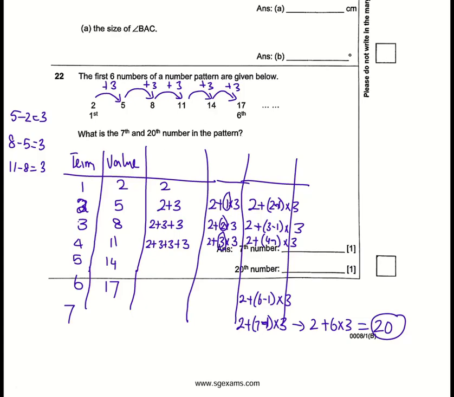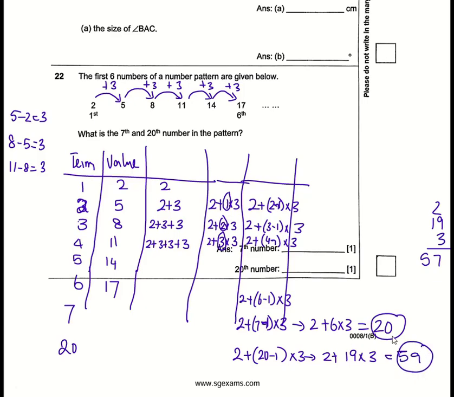And they want a 20th number as well. So if it is 20, I go by the same pattern here: 2 plus 20 minus 1 times 3, which is 2 plus 19 times 3. So what is 19 times 3? 57. So 57 plus 2 gives me 59. So that is the 20th number.